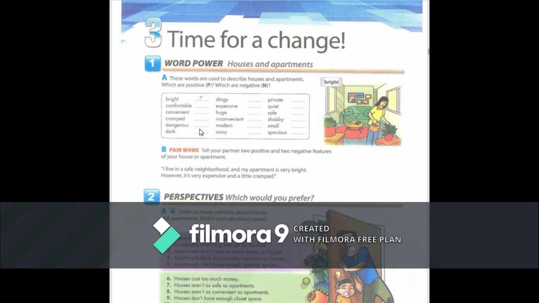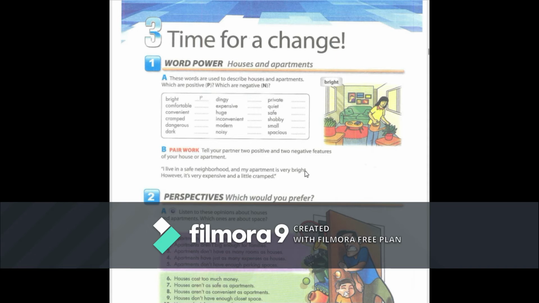Modern, obviously most of the people would love that, so it's positive. Small is a negative thing for an apartment or a house. Okay, dark is negative as well because no one likes something like that. Like, why a dark house? I'm not a ghost to live in the dark. Okay, noisy, no one would like or love noise, so it's a negative thing. Spacious, yeah, of course, all of us would love a place like that, so it's positive.